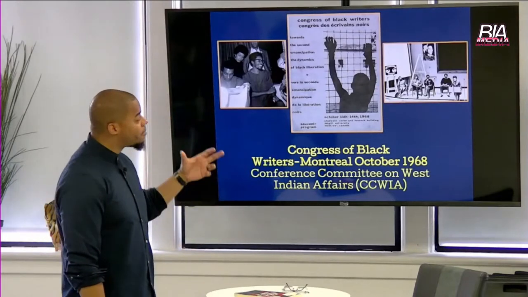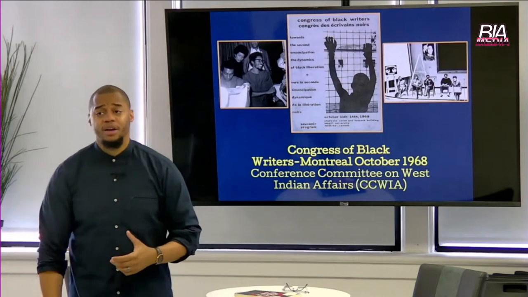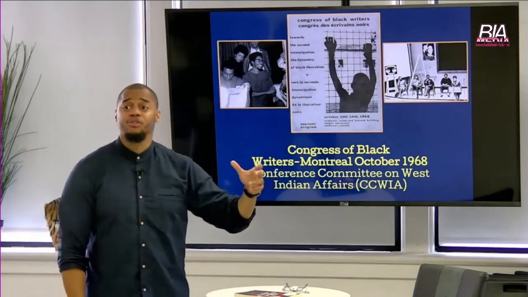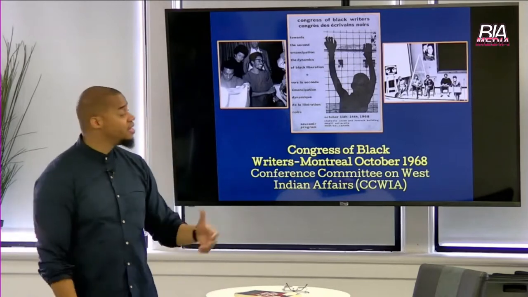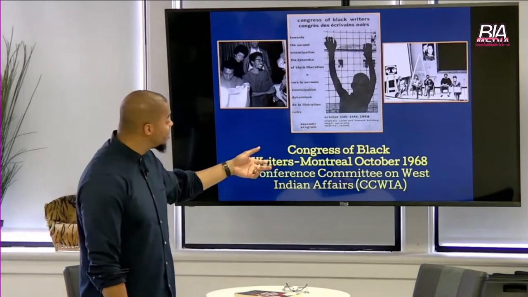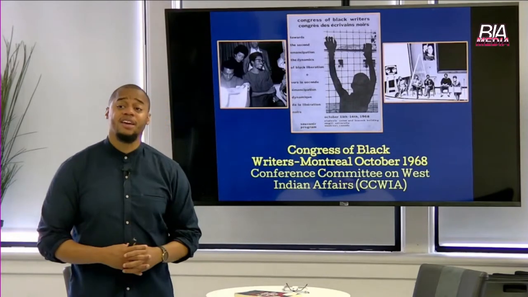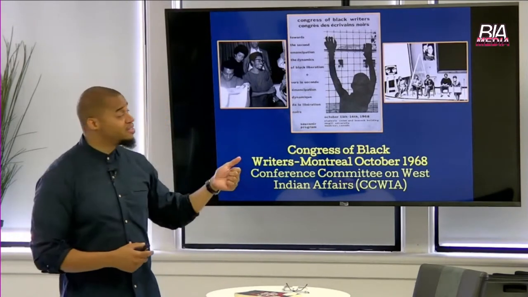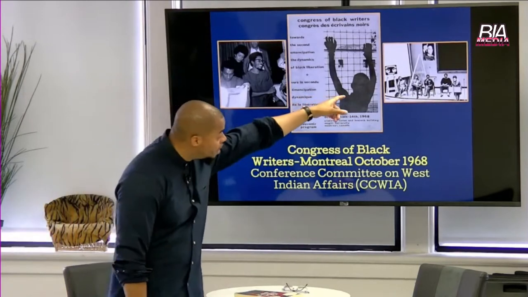And at this conference, you have people like Stokely Carmichael, who's going to become Kwame Ture. You have people like Barbara Jones, who was a student in Montreal. And it was the Montreal West Indian community and the students at McGill that started this Congress and brought these black power figures together. And in fact, the Congress was dedicated to the lives of Martin Luther King and Malcolm X. You see a Malcolm X poster, one of the images there.